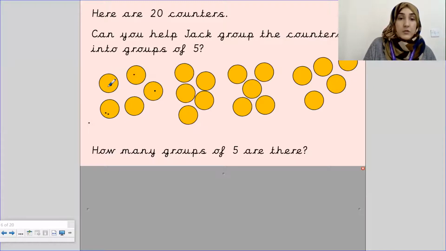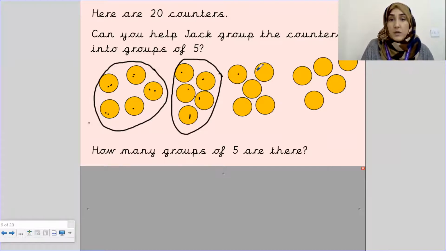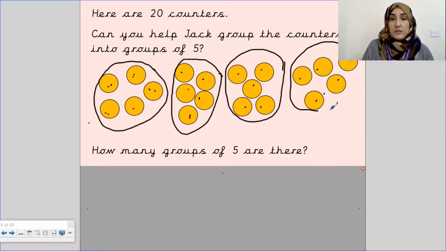Let's try that again. So 1, 2, 3, 4, 5. So there are 5 here. Okay. 1, 2, 3, 4, 5. Okay, so there are 5 here. 1, 2, 3, 4, 5. So there are 5 in this one. There's 1, 2, 3, 4, 5. Oh, 5. There we go. And there's 1 for this one.